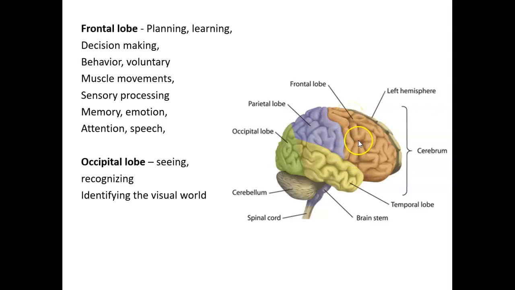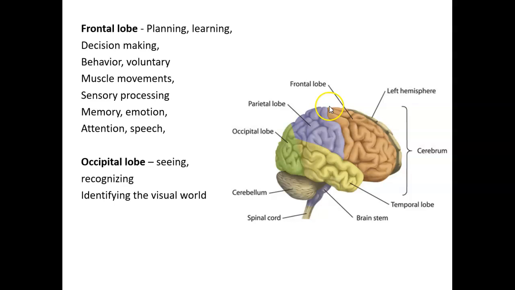Processing sensory information, like, oh, that hurt. We process that in the frontal lobe. Memory, emotions, attention, speech, all these really complex, higher level functions generally happen in the cerebrum. So if you had to say which single part of the brain is most uniquely human, I would say the frontal lobe of the cerebrum.